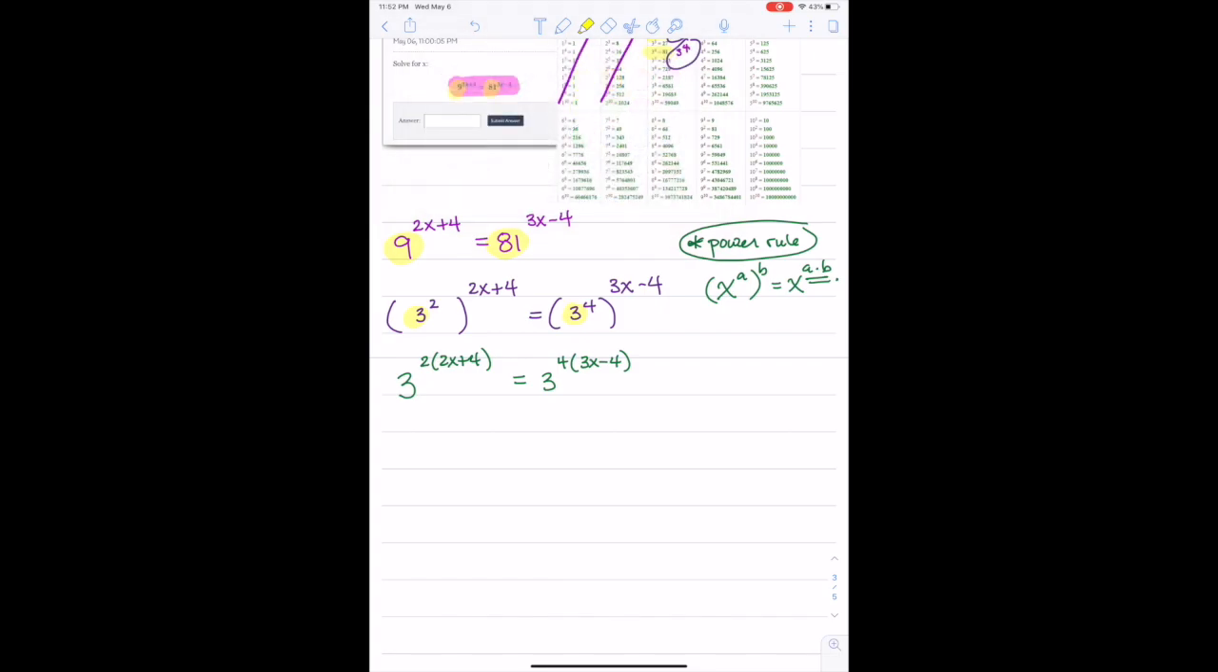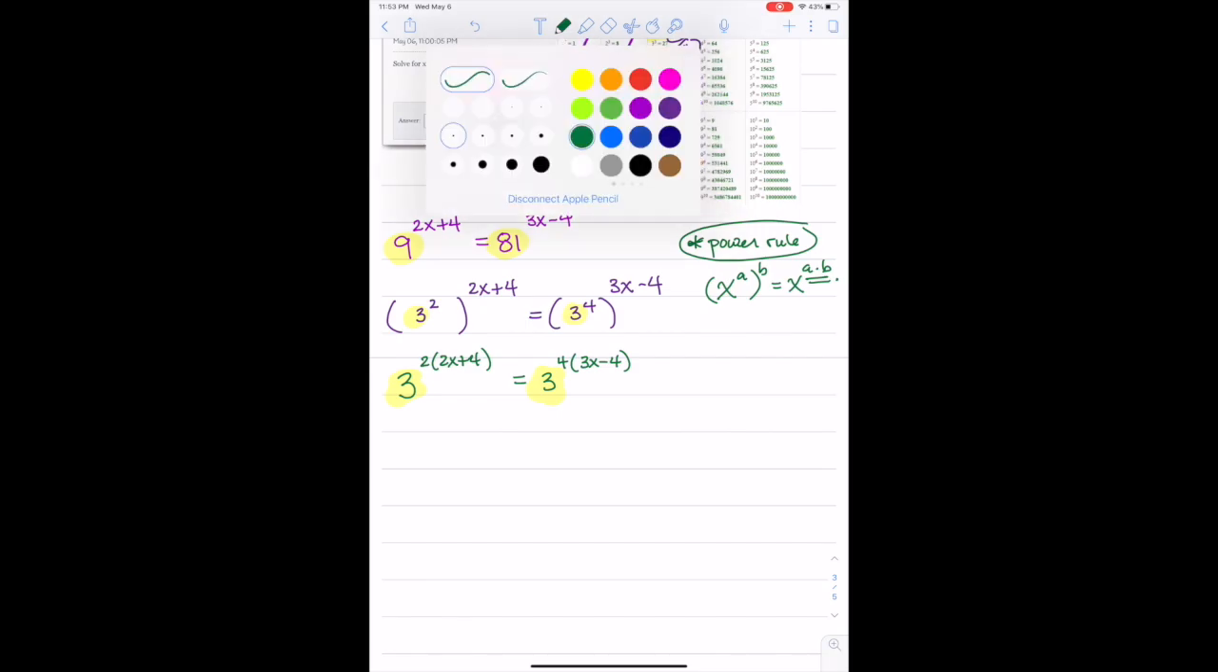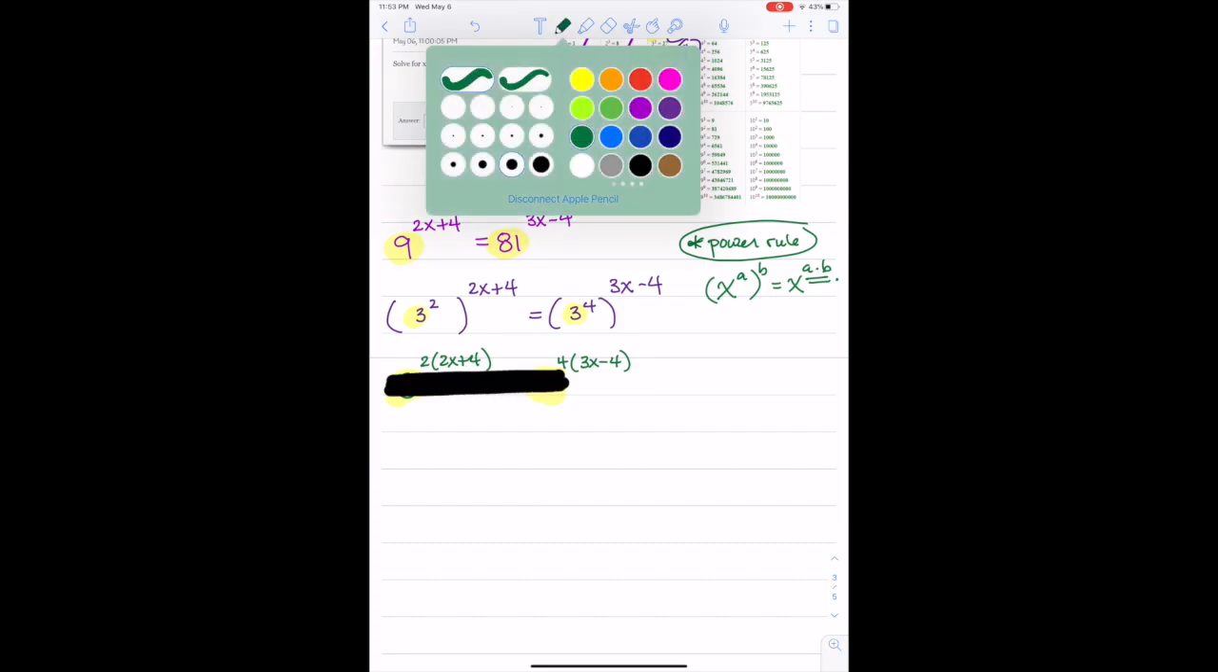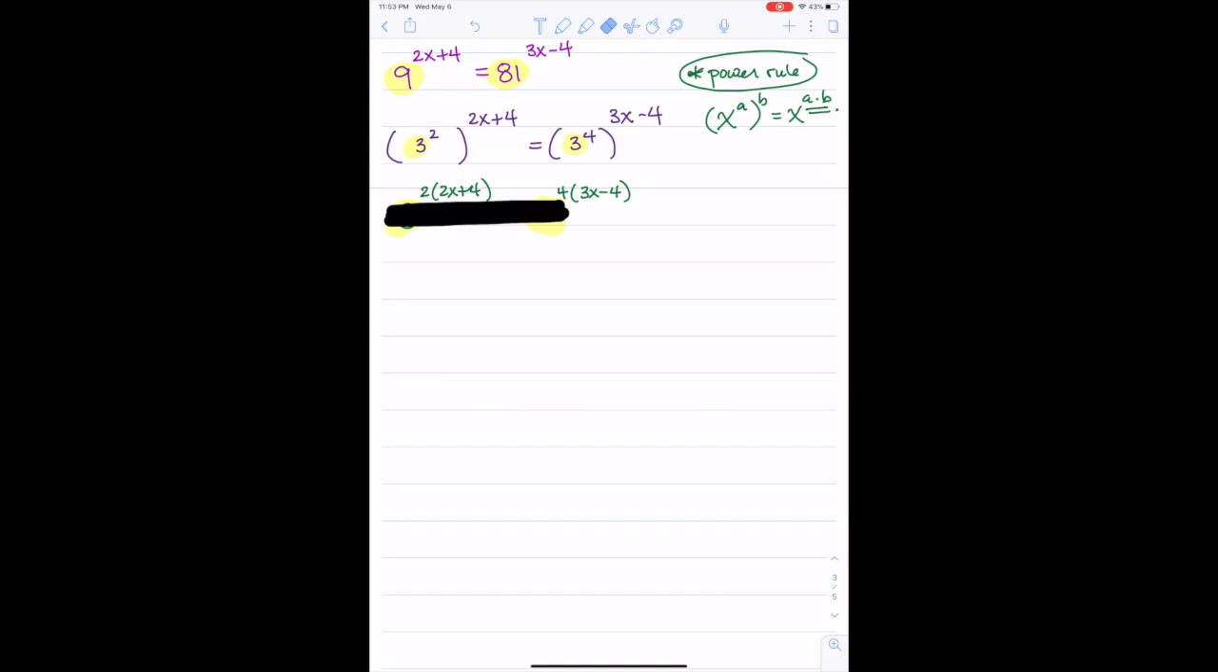Again, we see the common base with different exponents. We don't really need the base anymore. We just focus on the exponent. So my problem becomes 2 times 2x plus 4 is equal to 4 times 3x minus 4. I'll distribute. 4x plus 8 is equal to 12x minus 16.